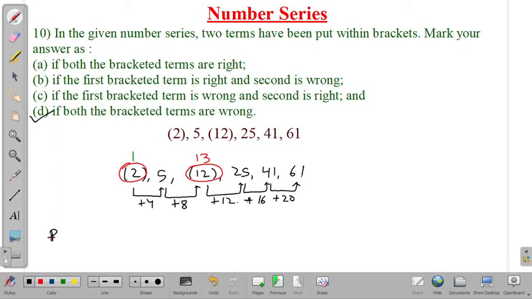And what is the pattern applied here? The pattern is plus 4, plus 8, plus 12, plus 16, plus 20. Like this we will get all the consecutive terms. Okay friends, so this is how we solve the problems of number series. First we need to identify the type of series, then we need to apply the logic. Okay friends.